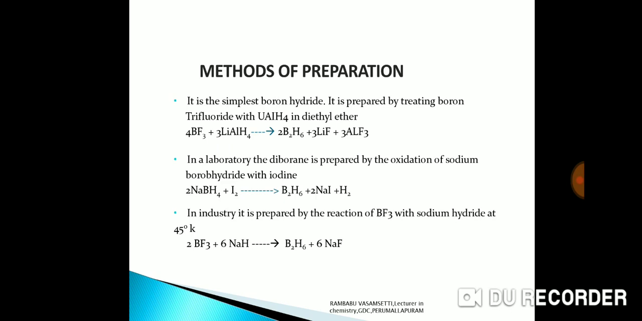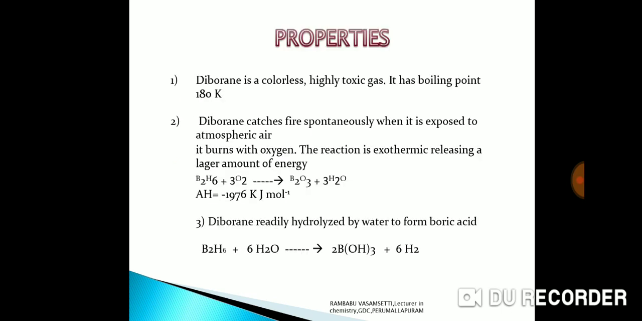In the laboratory, diborane is prepared by the oxidation of sodium borohydride with iodine, that is NaBH4 plus iodine gives rise to B2H6. In industry, it is prepared by the reaction of BF3 with sodium hydride at 450 kelvins. So these are the reactions for the preparation of diborane. Then we go to the properties.